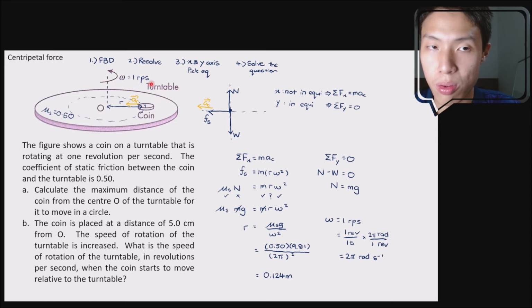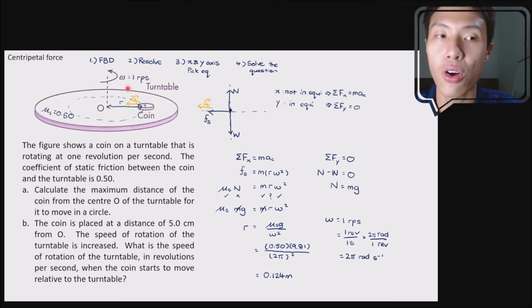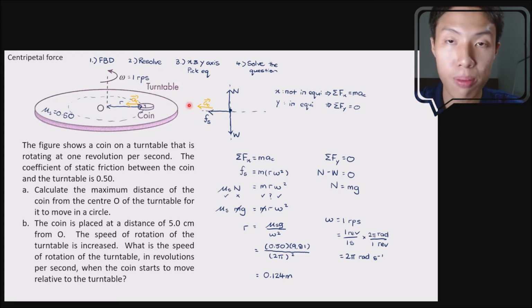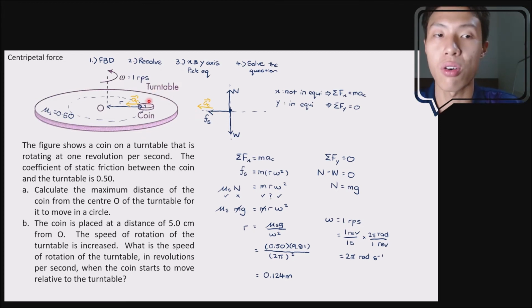Okay, one circular motion, one revolution per second. The coin will have to keep up with the turntable. So to keep up with the turntable, the static friction will have to provide enough centripetal force in order to keep up with this centripetal acceleration. But we know that static friction has a limit.